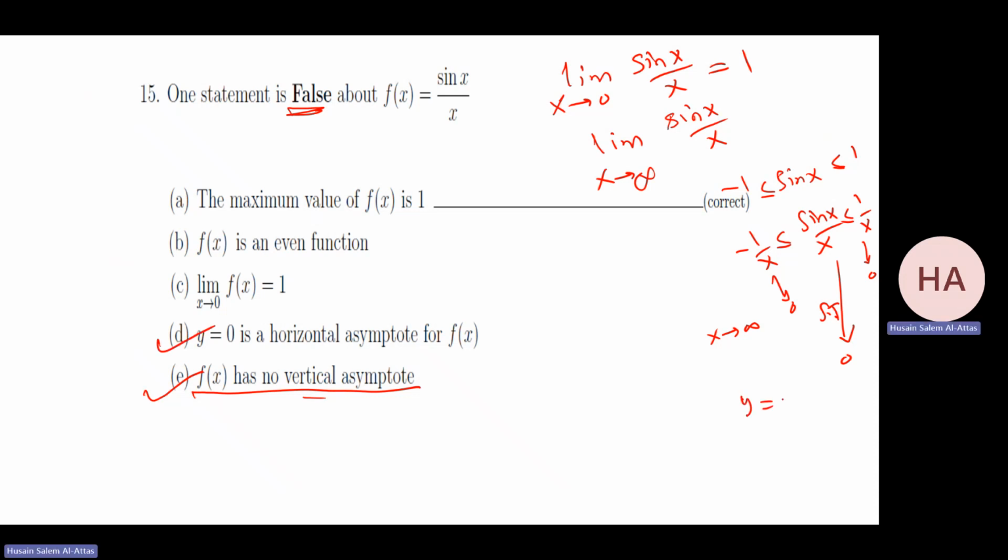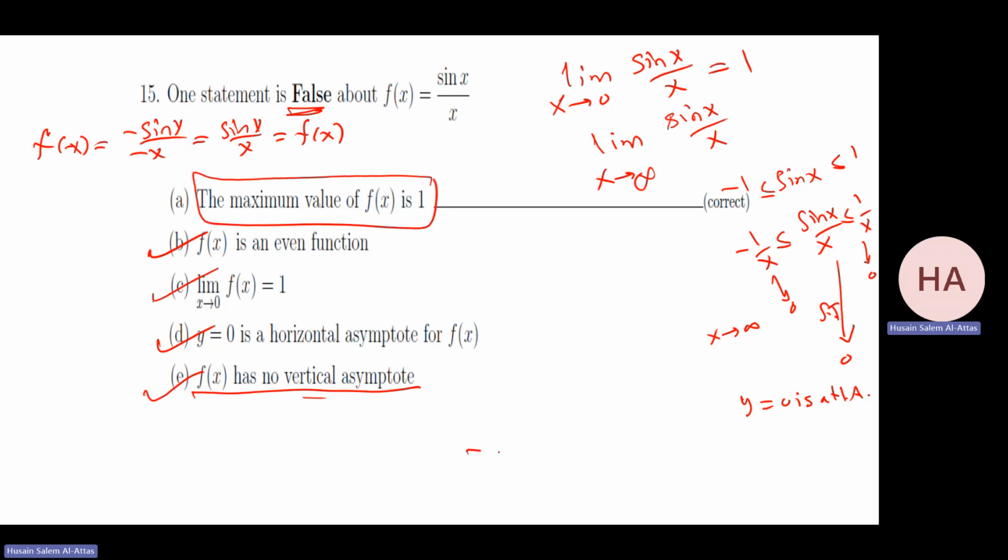Is a horizontal asymptote. The same thing as it goes to minus infinity. If it goes to 0 equal to 1, correct. If x is an even function, yes. F of minus x will be minus sine x over minus x, which is sine x over x, so it's f of x. So this is true. And that's the only one remaining, and this will be the wrong one.